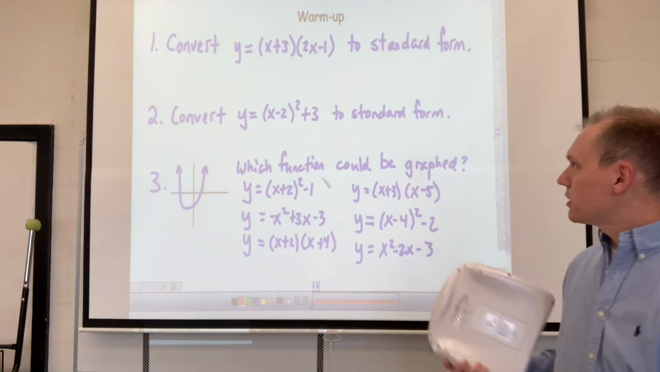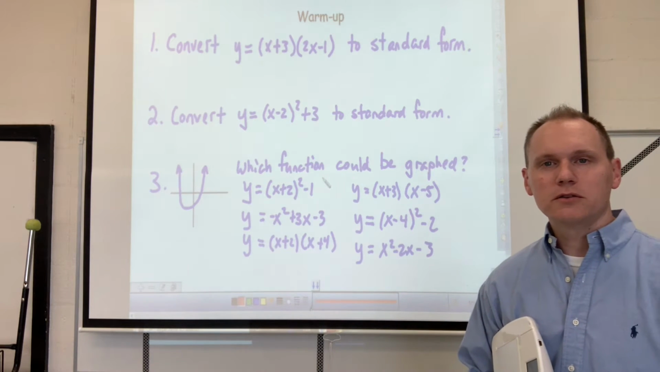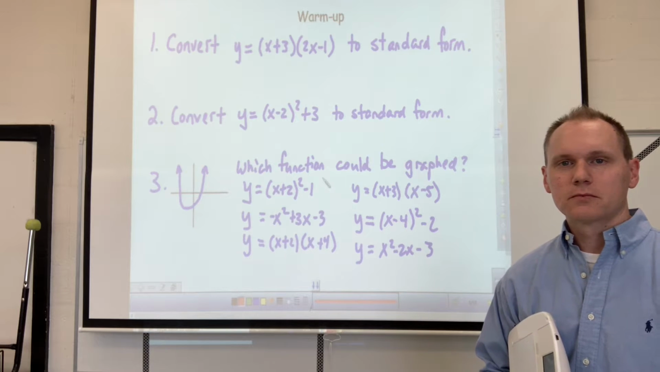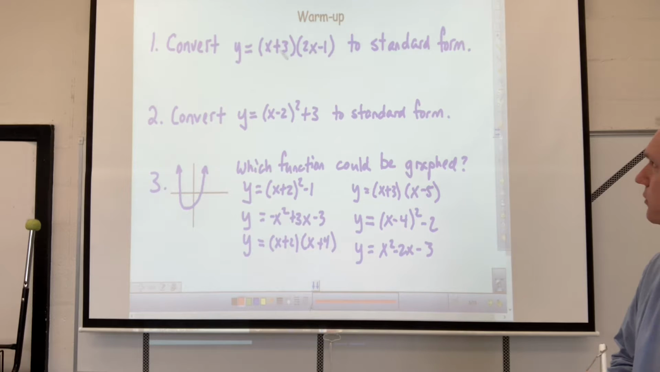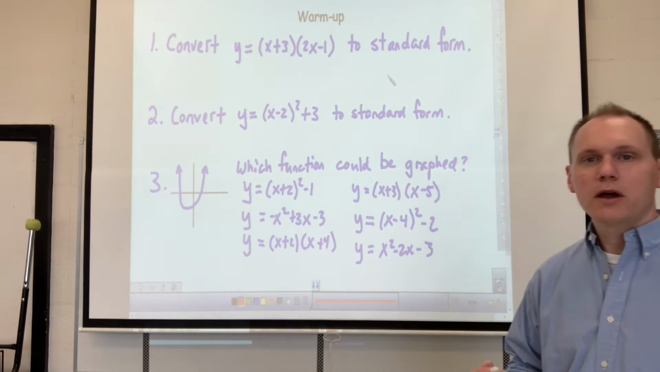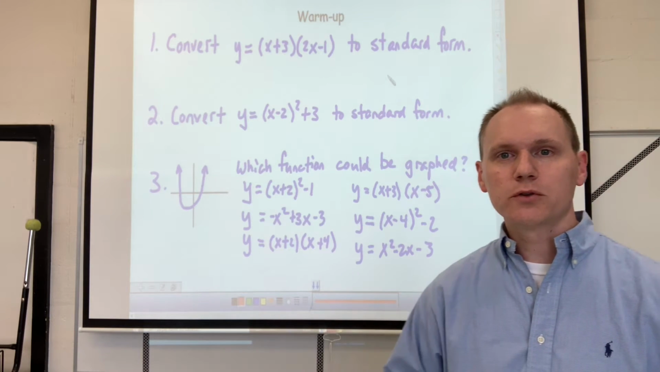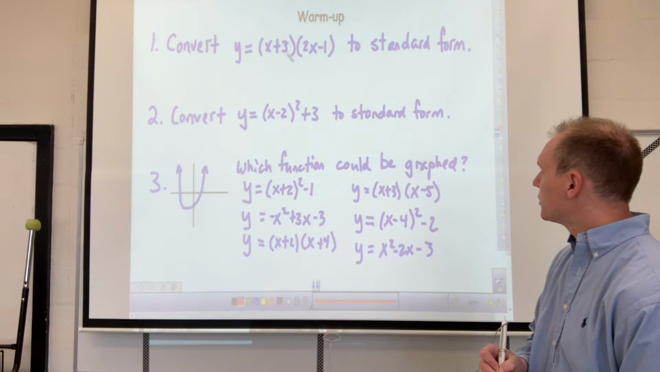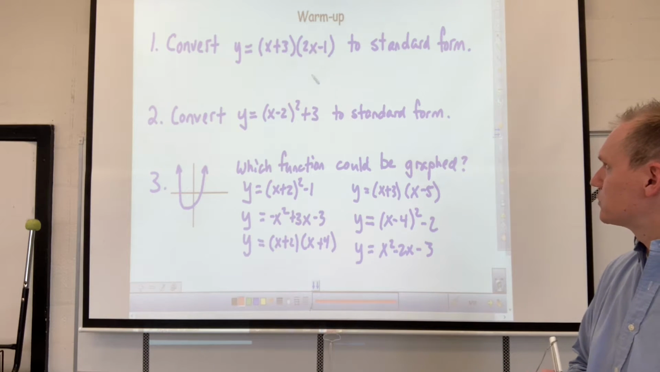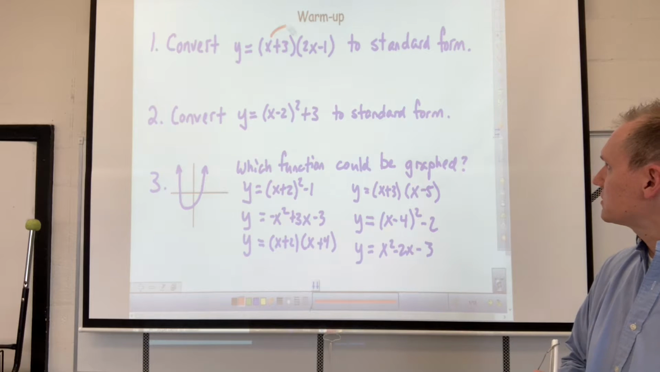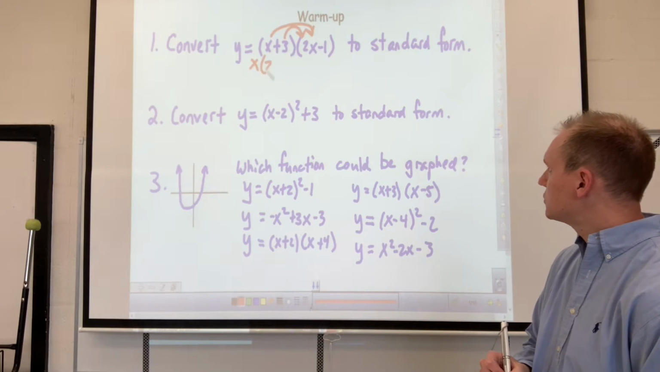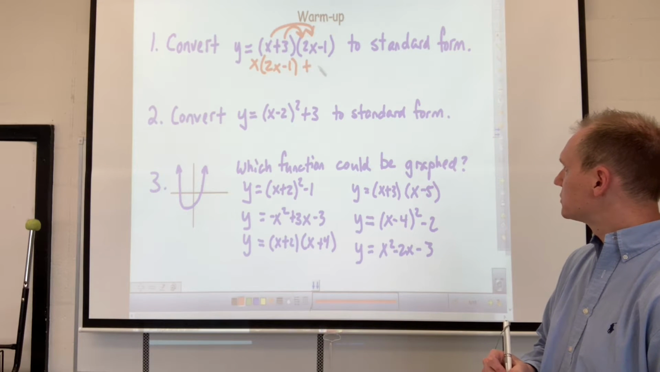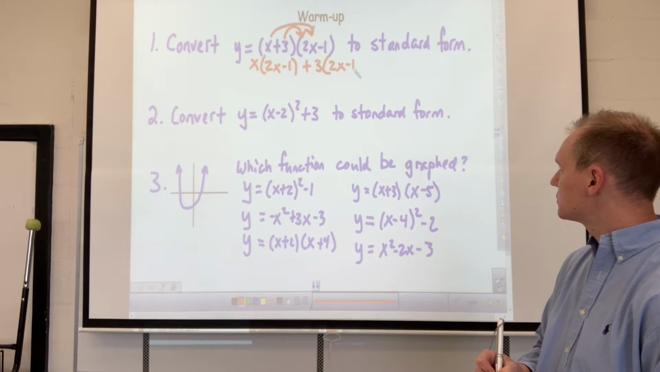So before we get started with our lesson, go ahead and try these 3 warm-up problems. Okay, so number 1, we're converting from factored form to standard form. And to do that, we're going to do what we did last video, which is multiply 2 polynomials. So we have this binomial, x plus 3, times this binomial, 2x minus 1. So when we do that, we're going to have x times this whole second parentheses and 3 times this whole second parentheses. And so we get x times 2x minus 1 plus 3 times 2x minus 1.